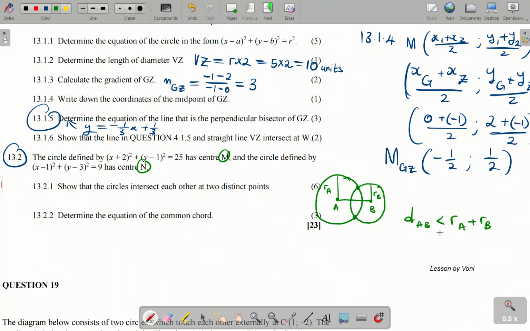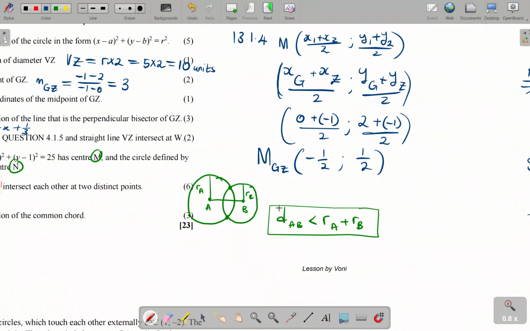If we can prove that the sum of the radii is greater than the distance between the centers, it means these two circles intersect each other at two distinct points. Once we don't succeed in this case, it means this is not true. So we have to prove it. We have to first find the distance between the centers. Remember, we're dealing with M and N there, so we have to find the distance between their centers.